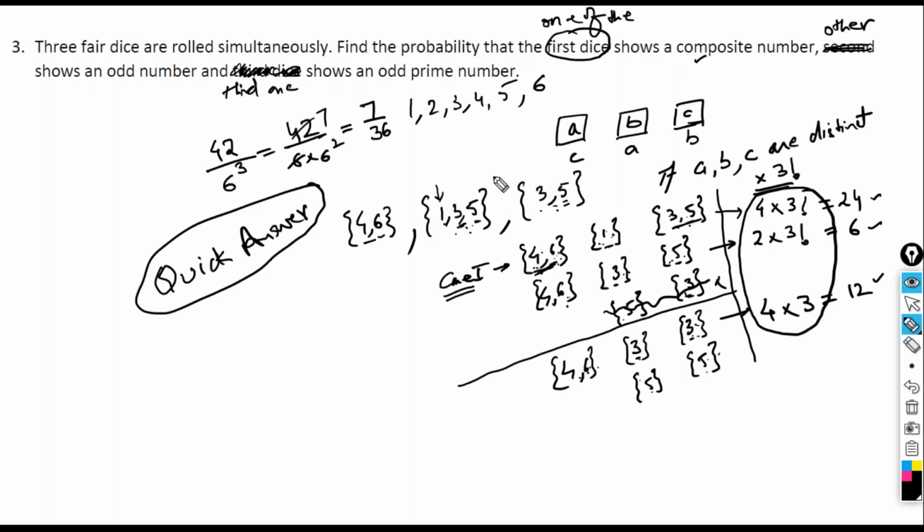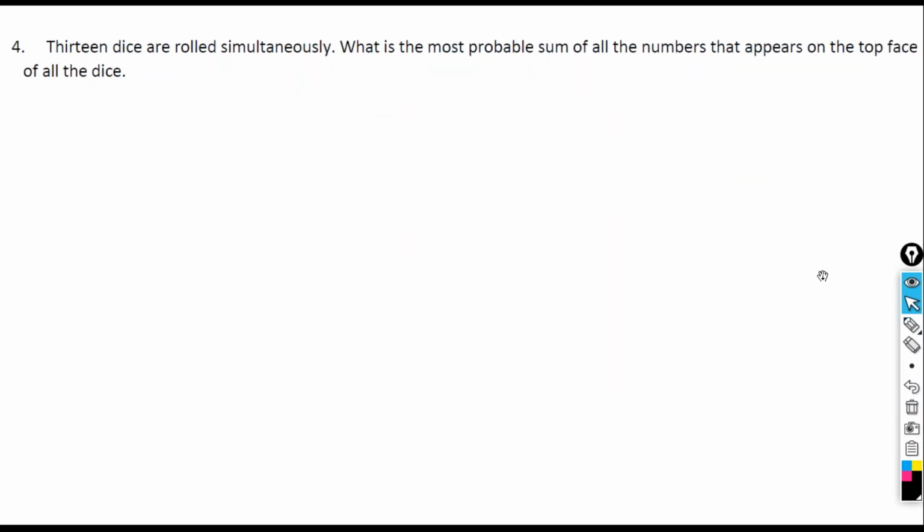Any doubt, guys? Tell me. Whether you are solving questions on PNC or probability, the processes are the same. Any doubt? Still, does anyone have any doubt? Tell me. Okay, then let's move ahead. Okay, now guys, give it a try.